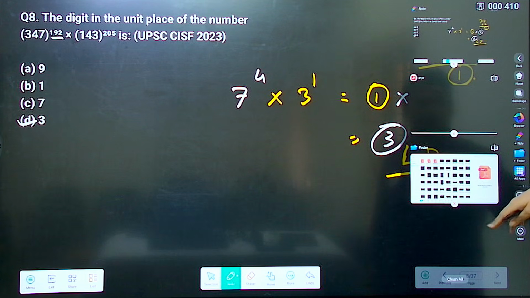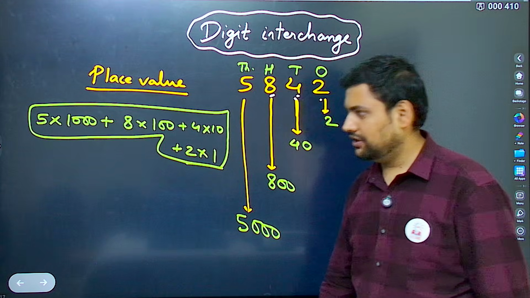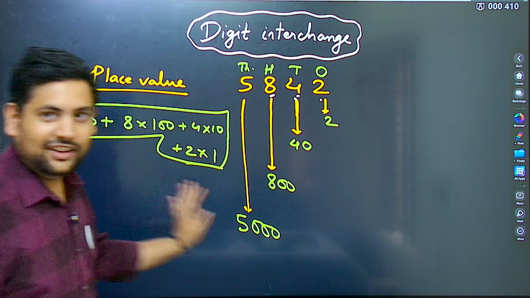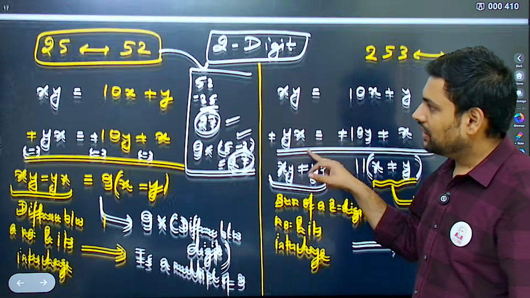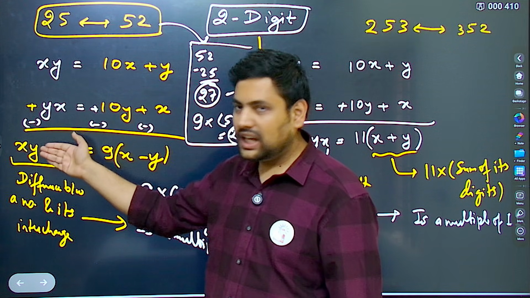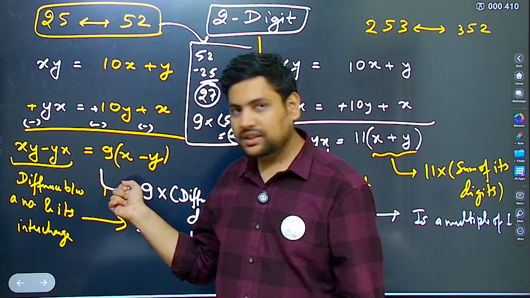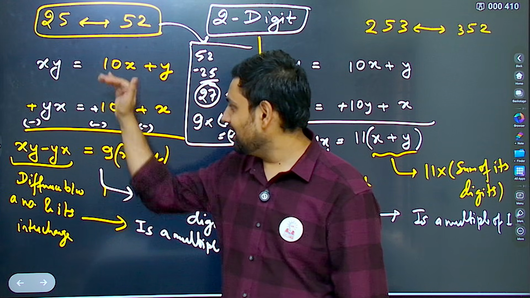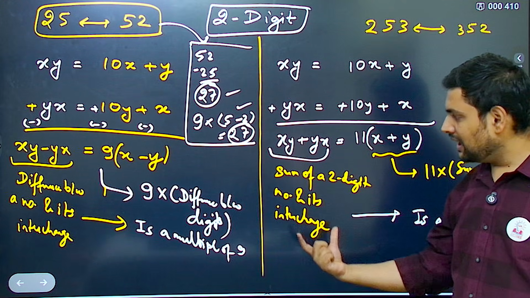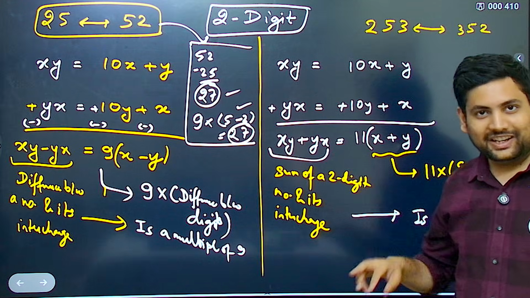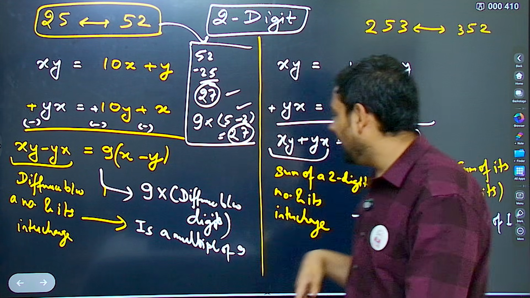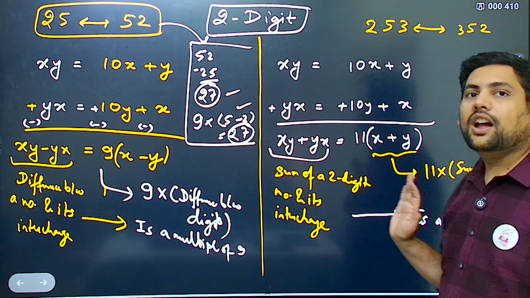Then let's come back to our revision. Next thing was digit interchange. If you remember, the place value and the face value: 5 into 1000, 8 into 100, 4 into 10, 2 into 1. Now, in digit interchange, xy is 10x plus y, yx is 10y plus x. If you take their difference, xy minus yx is equal to 9 times x minus y. Similarly, if you add them, you get 11 into x plus y. So the sum of a two digit number and its interchange, like 25 plus 52, is divisible by 11, and their difference is divisible by 9.